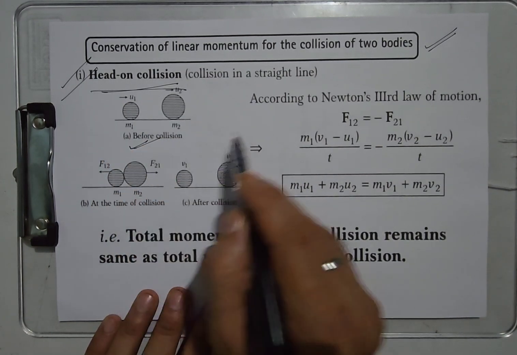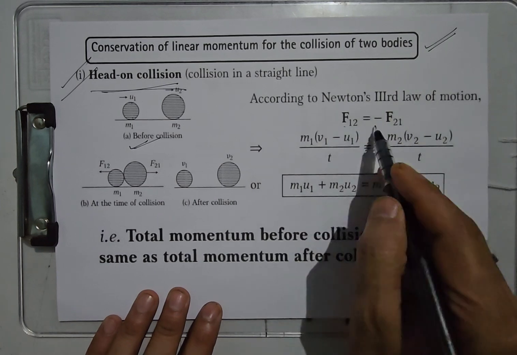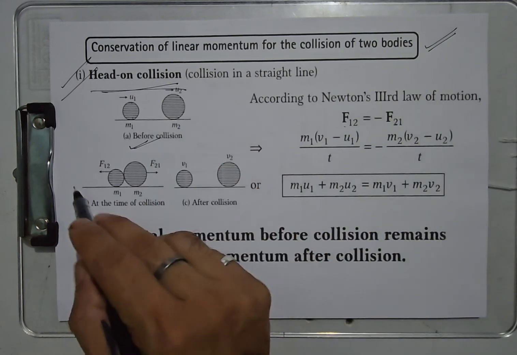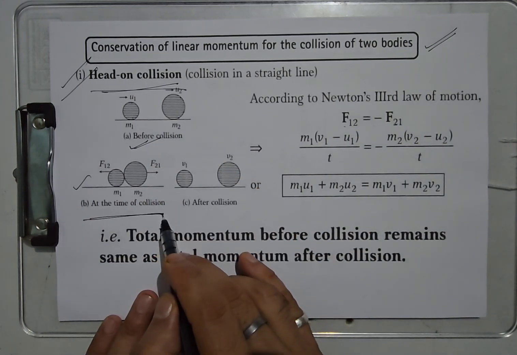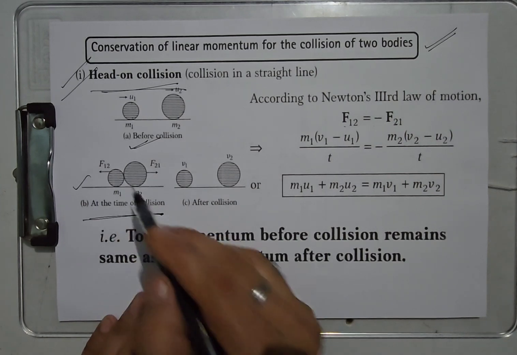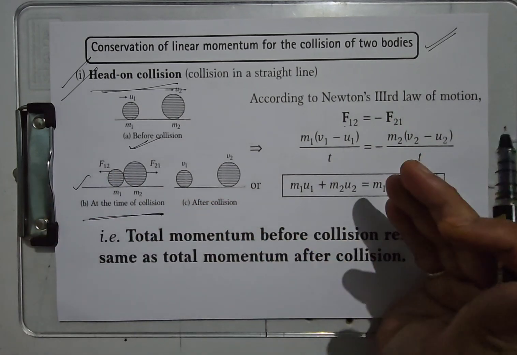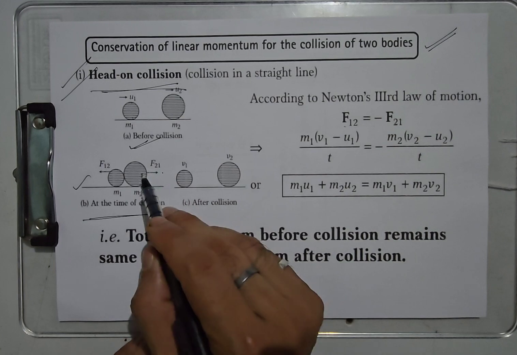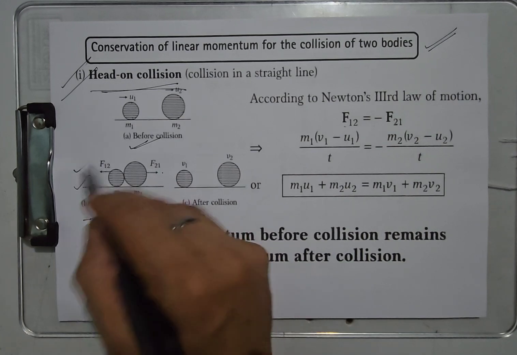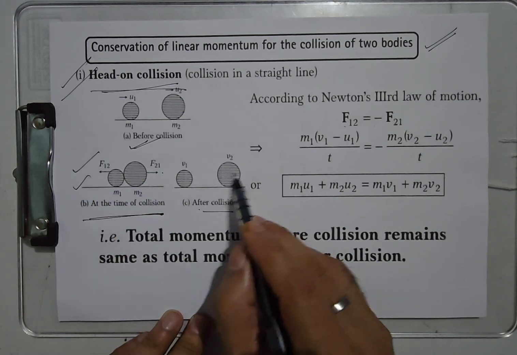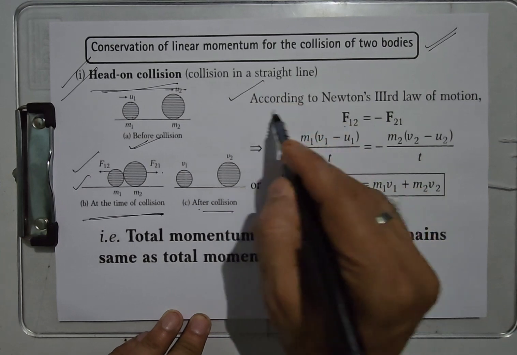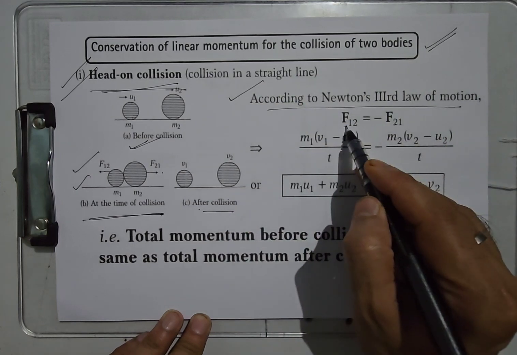Now what happens according to Newton's third law? F12 is equal to F21 when the two bodies collide. As you can see in figure B, after the time of collision, if the two are moving towards each other, then after the collision they will move backward. As you can see here, F12 and F21 are the forces acting in opposite directions. So this is Newton's third law. Then after collision the momentum remains conserved. How? According to Newton's third law of motion, F12 is equal to F21.